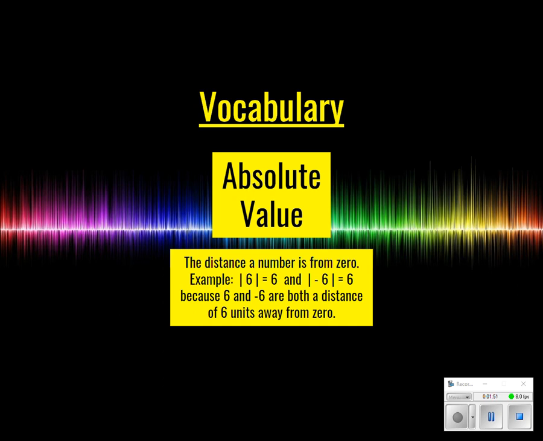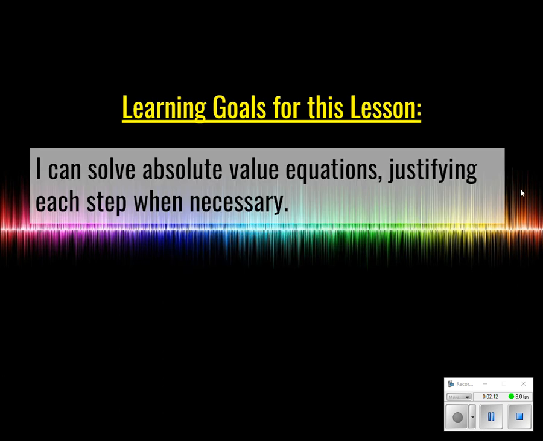But the absolute value of 6 is 6. How far is 6 away from 0? 6 units away. And the absolute value of -6 is also 6. How far is -6 away from 0? Well, it's 6 units away. So it's a distance thing, and distance is never considered really negative. So that's what we're talking about when we talk about the absolute value. We're talking distance from 0.